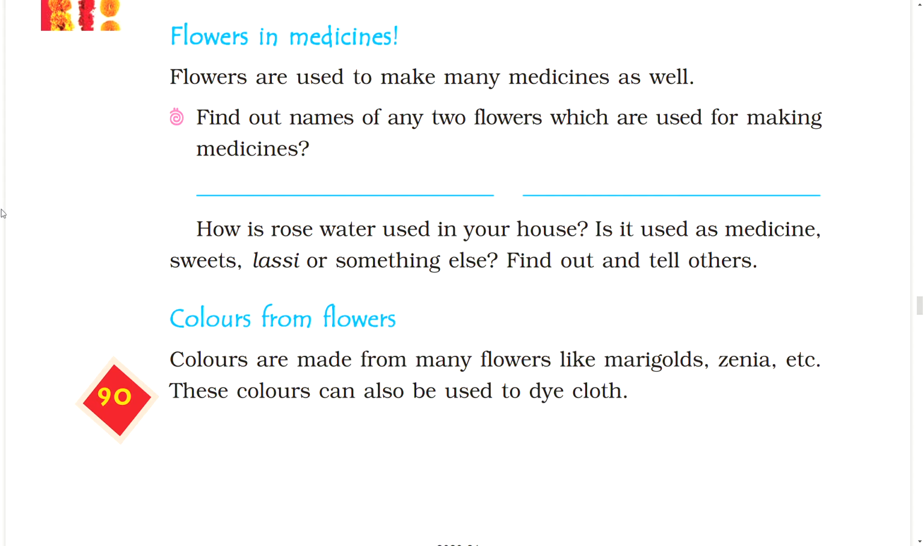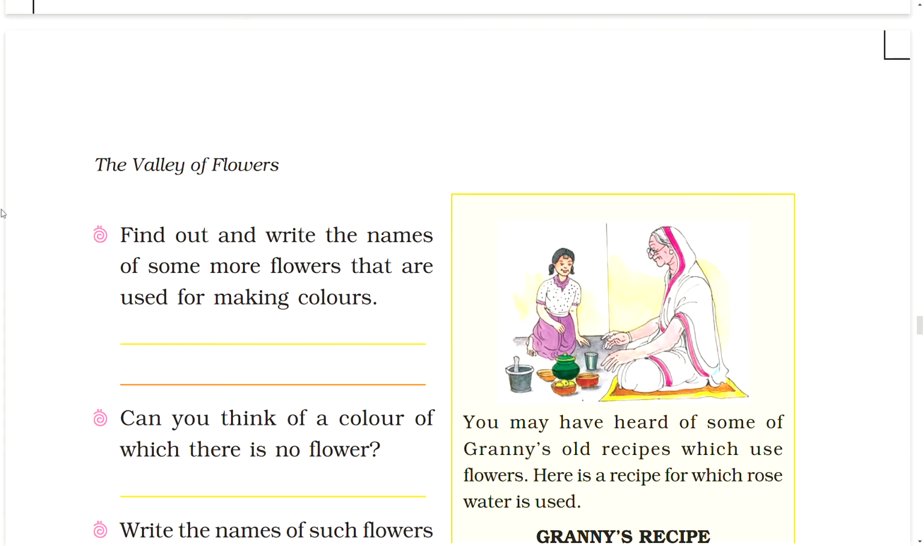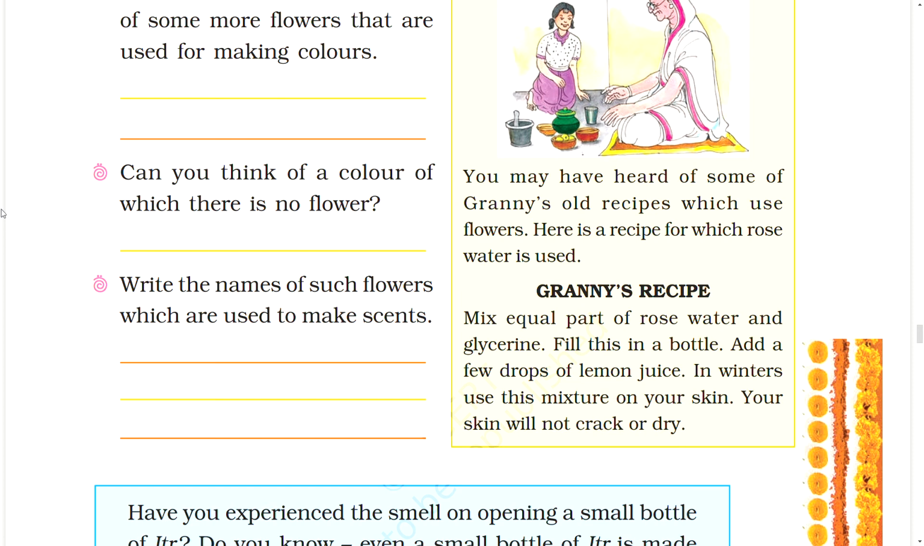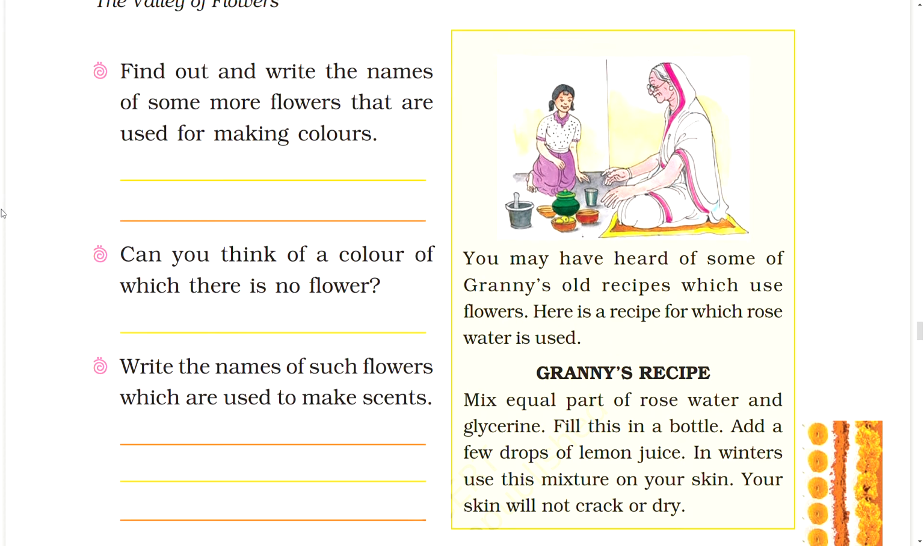Colors from flowers. Colors are made from many flowers like marigolds, zinnia, etc. These colors can also be used to dye cloth. Find out and write the names of some more flowers that are used for making colors. Can you think of a color of which there is no flower? Write the names of such flowers which are used to make scent. Comment this.